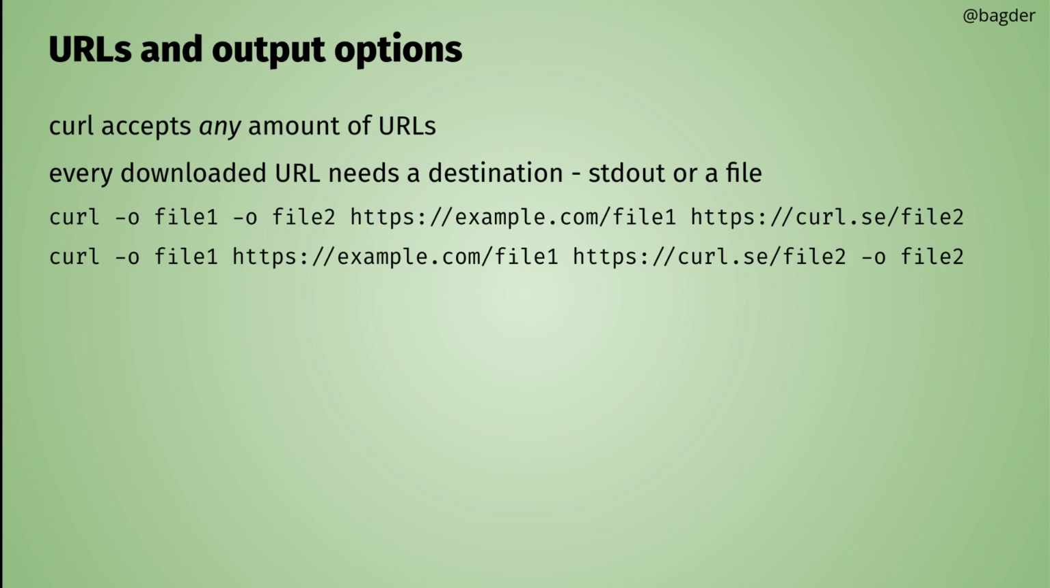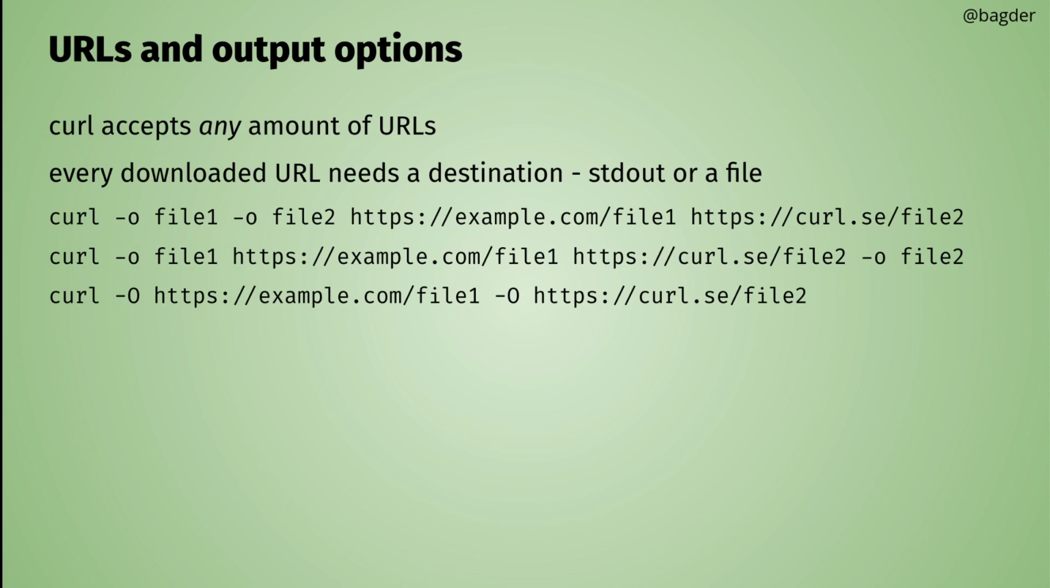The order doesn't matter, but the order does matter because the second URL will get the second -o, but you can mix them like this. Or like this. This is a different option. This is the uppercase O, which saves the URL according to the file name part of the URL. So example.com/file1 will be saved as file1, and curl.se/file2 will be saved as file2.